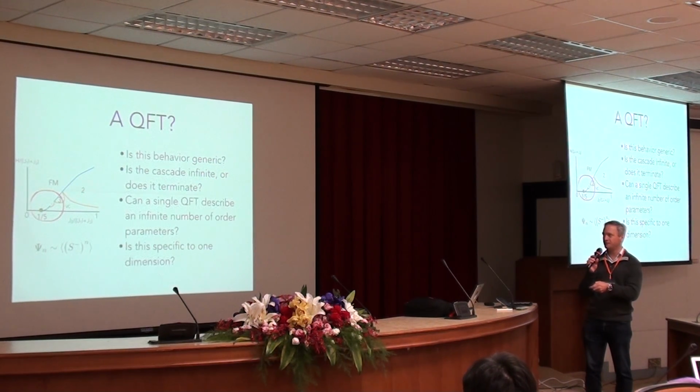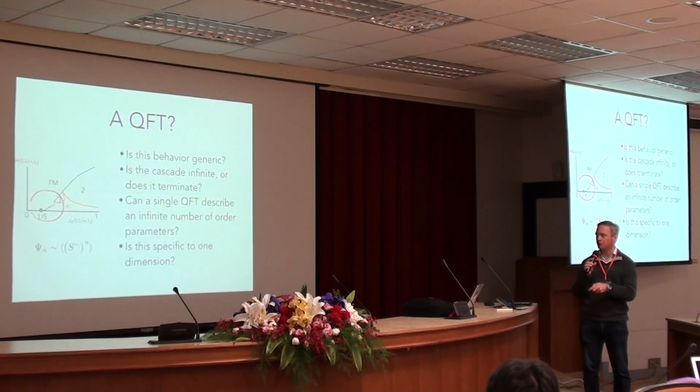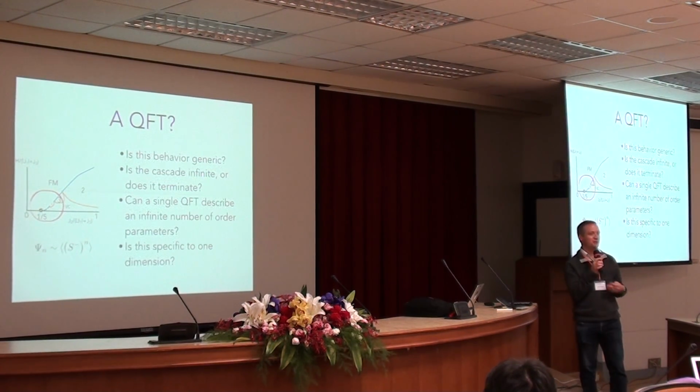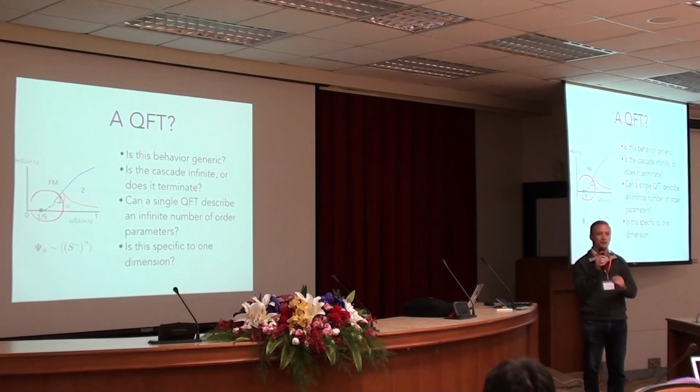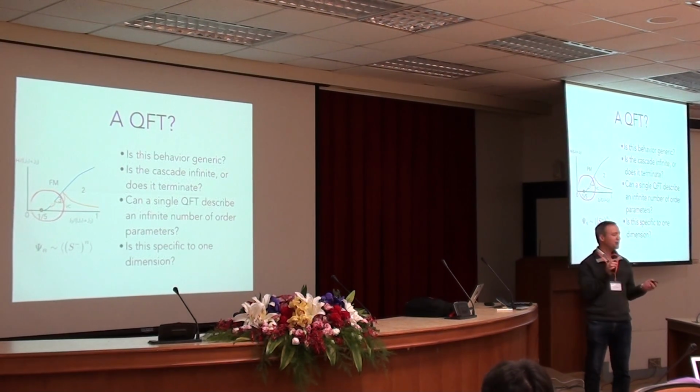As you could tell from this discussion, each one of these phases has a different order parameter. An ordinary magnetic system has an order parameter which is the expectation of a single spin. That would be the case for this lower phase. This phase's natural order parameter is quadratic in the spins. This one is cubic. So to describe all these phases, we need to somehow describe a whole set of order parameters all at once. Can we describe that by one field theory? And is this phenomenon specific to one dimension? I don't really have answers to all these questions, but some of them.